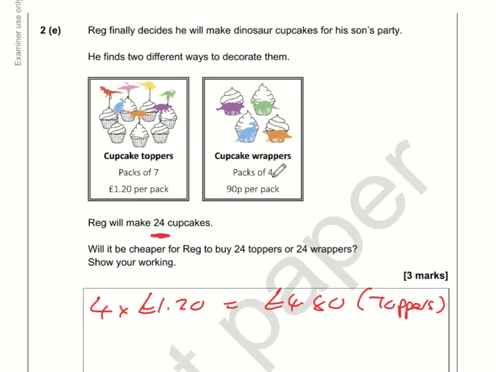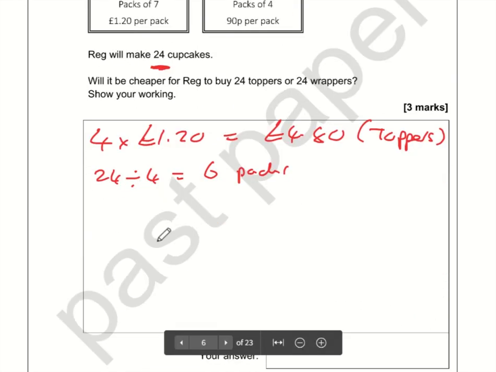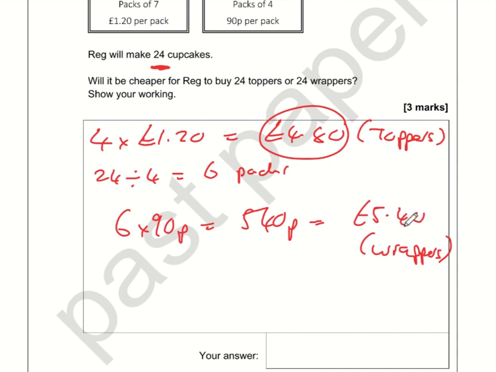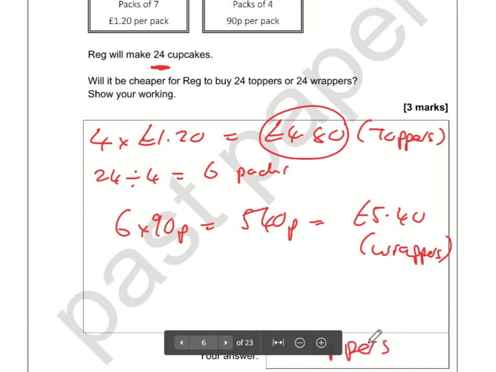And for the wrappers, how many packs of 4? Well, that's 24 divided by 4, so 6 packs. So that's going to be 6 times 90p, which is 540p, which is £5.40. So that is the wrappers. Which is cheaper? Well, £4.80 is less than £5.40, so the answer here is toppers.